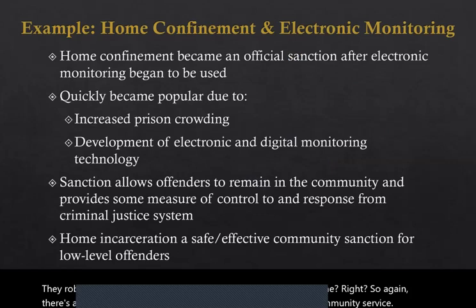Another example of an alternative is home confinement and electronic monitoring. So home confinement began as an official sanction after electronic monitoring began to be used. Home confinement quickly became popular, and it's becoming more and more popular because of an increased prison population, right? Prisons are bursting at the seams because they have too many people, and because of the development of electronic and digital monitoring, right? So we can tell at any point where you are in society. You have a GPS on you. And if you try to mess with the bracelet that's on your foot, it's like a little black bracelet, it's got a little bump on it, but they put it on your foot, you can't take it off. If you try to tamper with it, to try and take it off, it sends a signal to the police. The police come and arrest you.